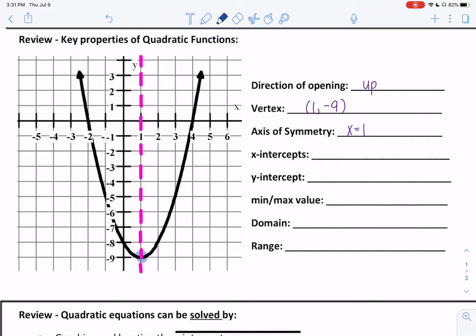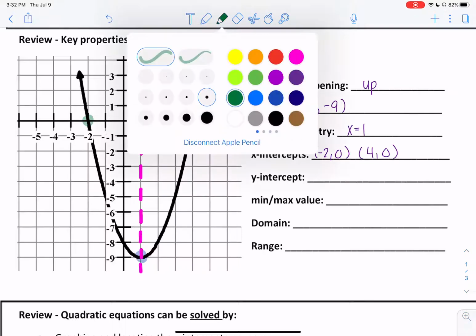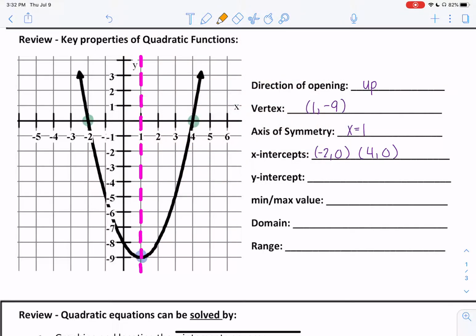Next are my x-intercepts. My x-intercepts are where my graph crosses the x-axis. So there's one here and one here. And sometimes you will hear your x-intercepts referred to as zeros. That means the exact same thing. So my x-intercepts or zeros are at (-2, 0) and at (4, 0). Next is my y-intercept, where my graph crosses the y-axis. I look down the y-axis and it crosses right here, and that is at (0, -8).